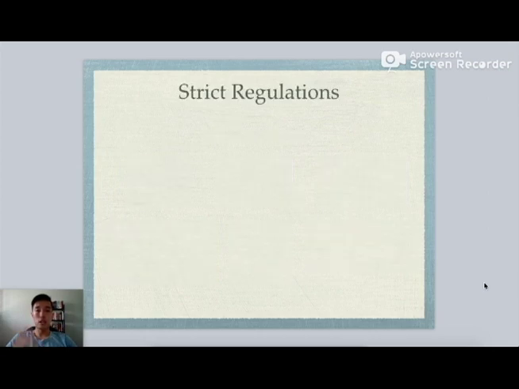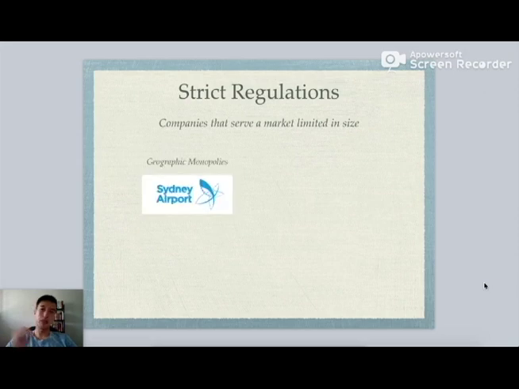Right, and last but not least is the economic moat called strict regulation. What do I mean by that? It's just that some companies have been serving very limited market areas in terms of size. To give you a good example, some companies are geographically monopolized. A very good example would be airports.